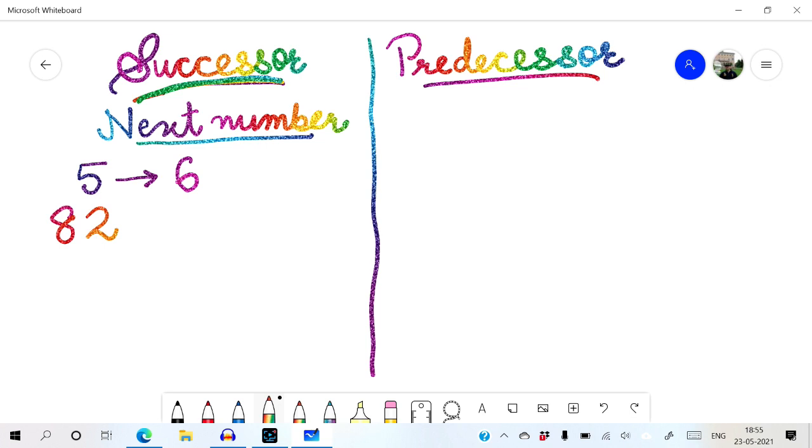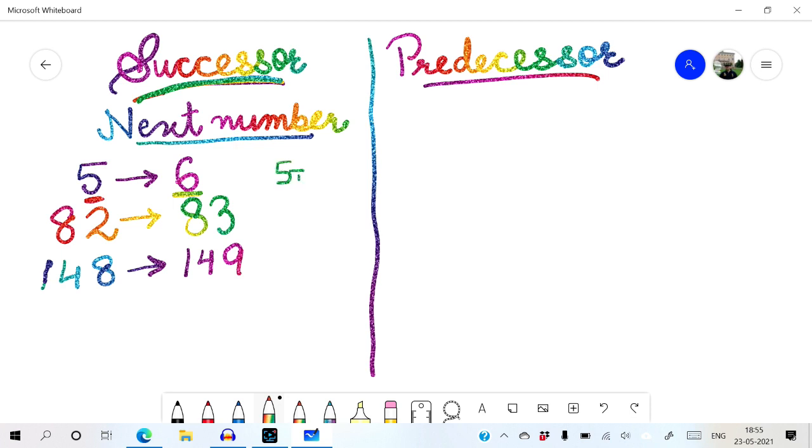82. The successor of 82 is 83. 148. The successor of 148 is 149. So children, please see, when we have to find the successor, only the ones place digit increases by 1.